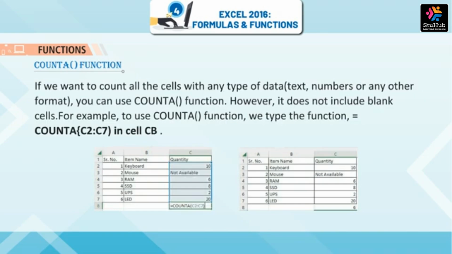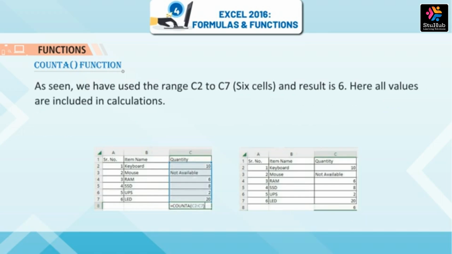COUNTA function. If we want to count all the cells with any type of data, text, numbers or any other format, you can use the COUNTA function. However, it does not include blank cells. For example, to use the COUNTA function, we type the function =COUNTA(C2:C7) in cell C8. As seen, we have used the range C2 to C7, 6 cells, and the result is 6. Here all values are included in the calculations.